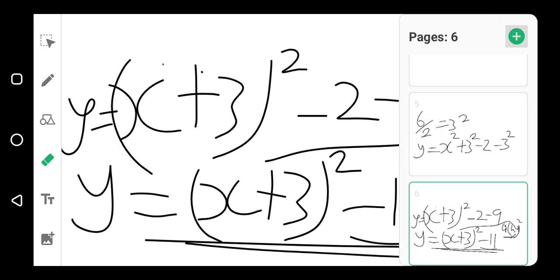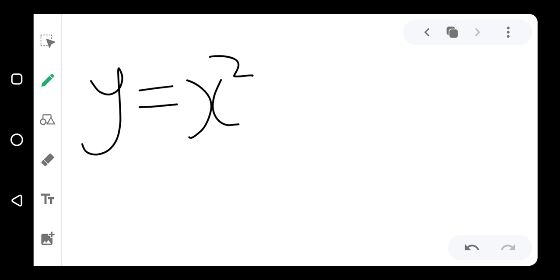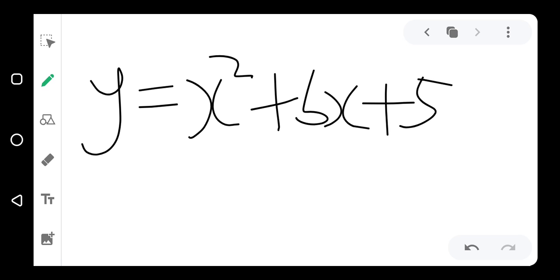Now, question number 3. In question number 3, we have y equal to x squared plus bx plus 5. So what do we do here? We take the b and divide it by 2 and square it, add and subtract it in the same expression.